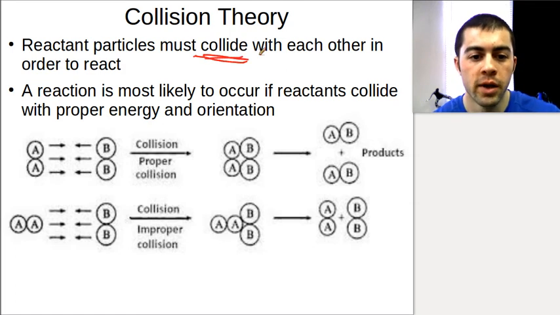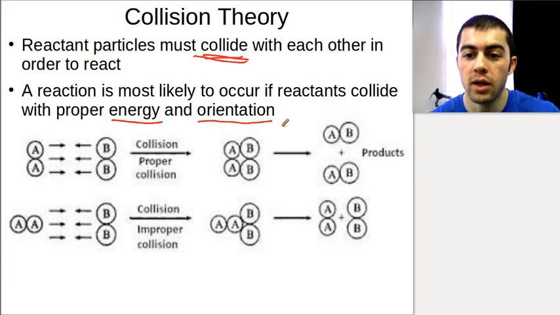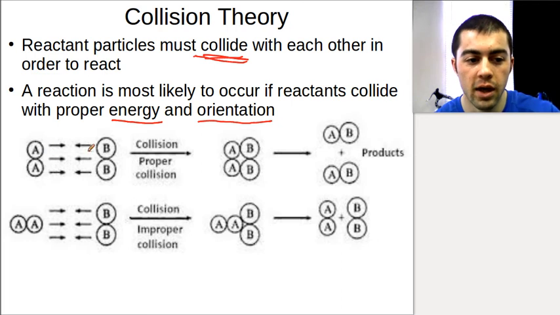That's very important. A reaction is most likely to occur based on collision theory if the reactants collide with the proper energy and the proper orientation. This means that in order for a reaction to occur, the particles have to collide in a specific way. If we look at this diagram down here, the first example is of a proper collision. If we have A and B colliding in a way that would possibly give us A and B, you can kind of just tell that they're lining up here in the proper way.